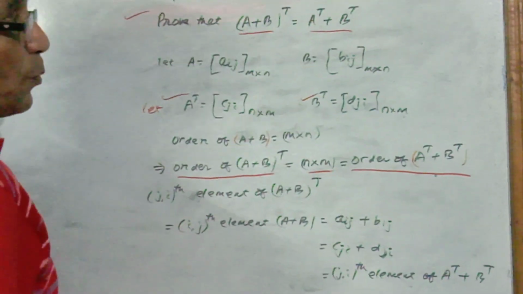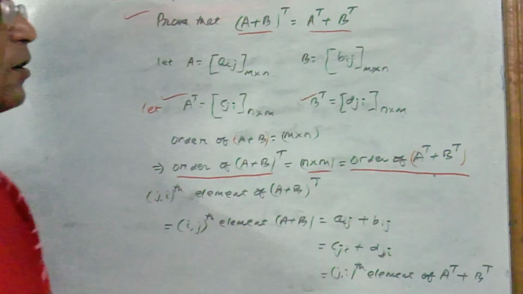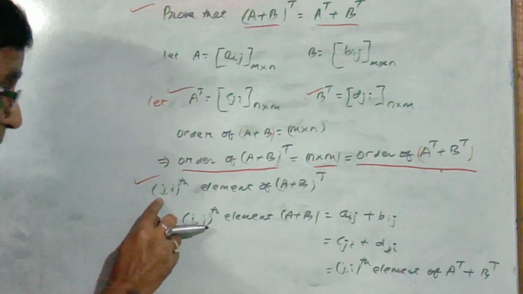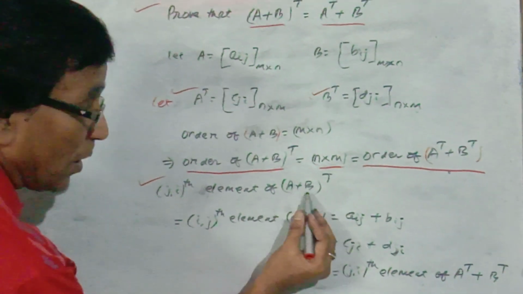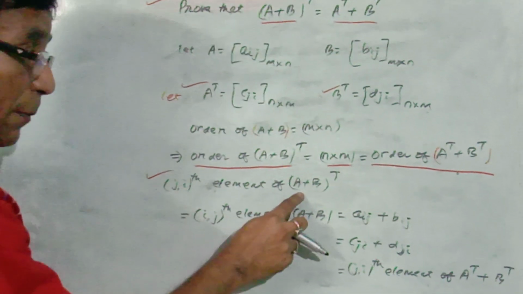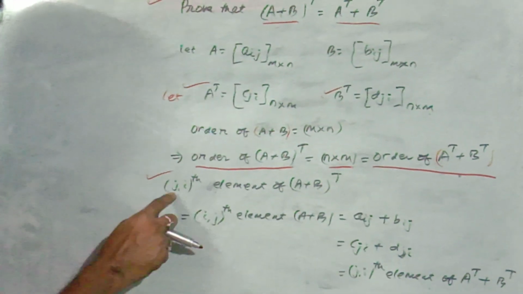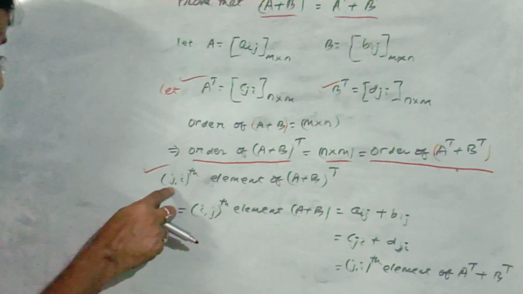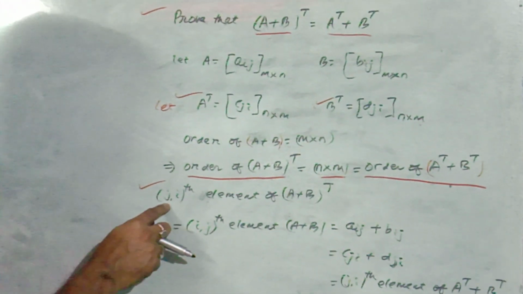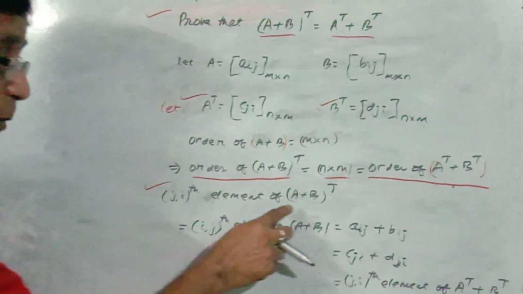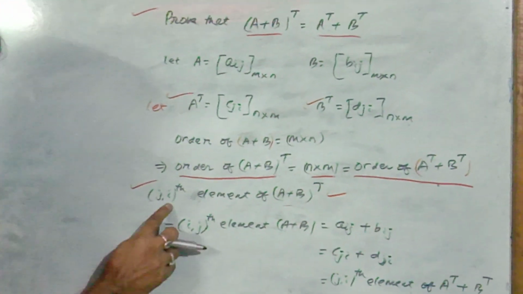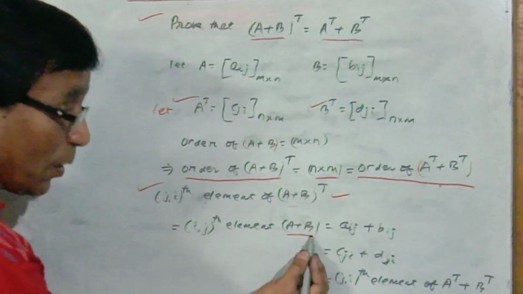And again we have to prove that their corresponding elements are also the same. So here we take the jith element of A plus B whole transpose. We are taking the jith element of the matrix A plus B whole transpose, that means the element that belongs to the jth row and ith column. The element that belongs to the jth row and ith column of this matrix A plus B whole transpose must be equal to the ijth element of A plus B.